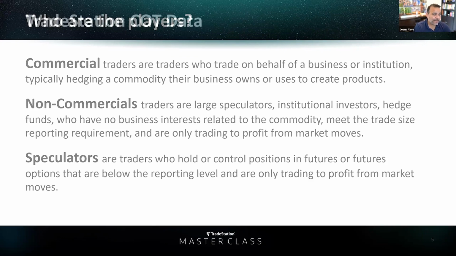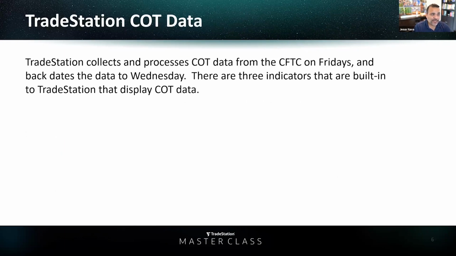TradeStation COT data. TradeStation collects and processes COT data from the CFTC on Fridays as soon as it becomes available, and backdates the data to Wednesday. We're going to take a look at the chart and see where the data is updated, and you're going to see how the shift in the data numbers happens on Wednesdays, not because it's released on Wednesdays. It's actually released on Fridays, but we make it available as it was posted on Wednesday.